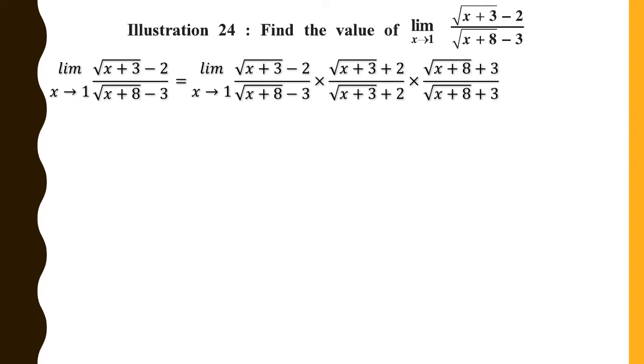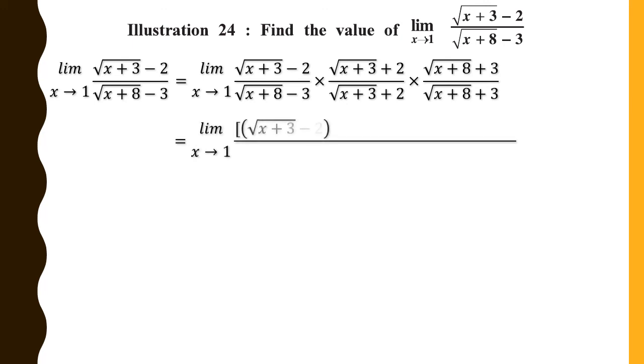So are you getting my point here, that because there is one root in numerator, one root in denominator, we have to take two steps rather than just a single step. So in the numerator, root x plus 3 minus 2 and root x plus 3 plus 2 will be multiplied. For the denominator, root x plus 8 minus 3 and root x plus 8 plus 3, these two values will be multiplied. The remaining values will be left in the brackets, and they will be solved at the end when we are going to put the limit x is equal to 1.